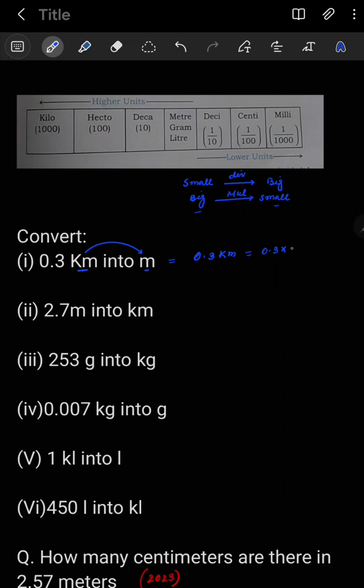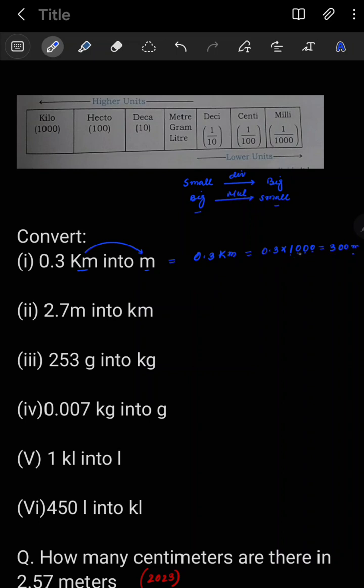If you don't memorize, you can write 1 kilometer, then hectometer, decameter and meter, or you can say meter, decameter, hectometer, kilometer, or you can memorize 1000. You have to multiply if you want to convert kilometer into meter. Now if you multiply them, how much will you get? You will get 3, then 0, 0, meter.